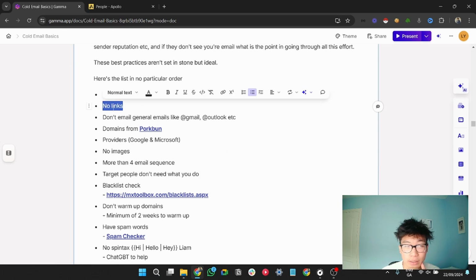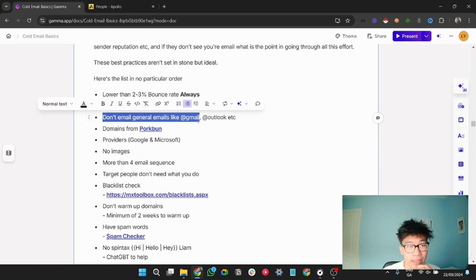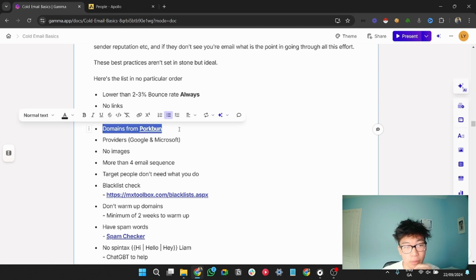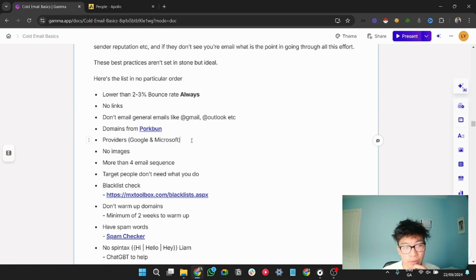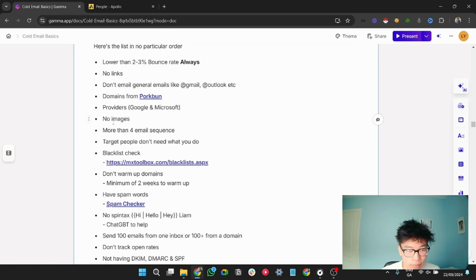So no links in the emails. Don't email general emails like at Gmail, Outlook, etc. Use domains from Porkbun, and providers Google or Microsoft. I will go into that later. No images, and no more than a 4 email sequence. Don't do that because you'll get marked as spam. Don't target people that don't need what you do. If you're selling automation services to an automation agency, they'll just mark you as spam because they're an automation agency. It doesn't work like that.